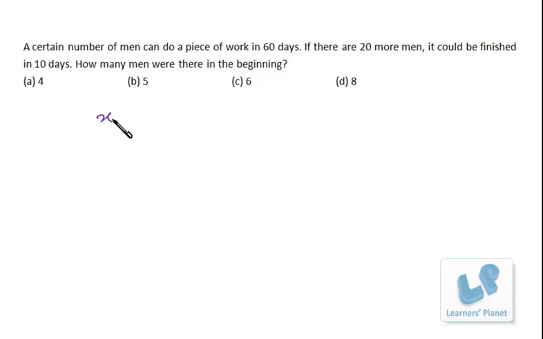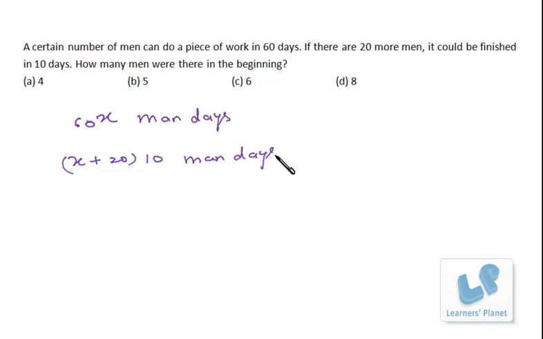If X persons are taking 60 days to finish up the task, that means in all, the work is of 60X man days. We have already discussed the concept of man days in the previous session. Now, if there are 20 more men, that means now the number of persons is X plus 20. And these people are taking 10 days to finish up the task. That means the work is of (X plus 20) into 10 man days. Now this task and this task, both the tasks are same. So the number of man days can be equated.